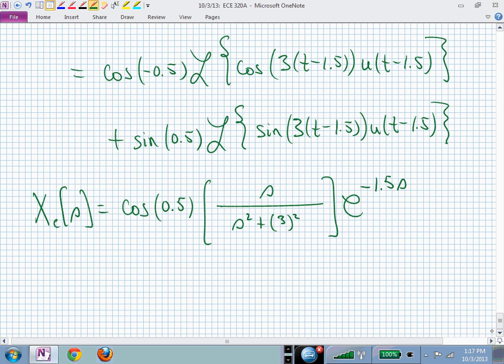What's the last half? The sinusoid is at exactly the same frequency. My denominator expression looks exactly the same, s squared plus 3 squared. What's in the numerator?